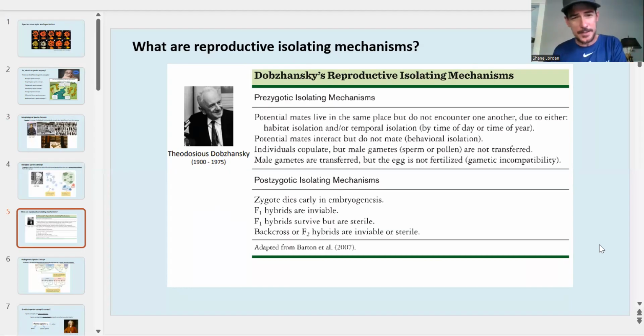Now, in contrast, sometimes, let's say, fertilization happened, but maybe the zygote's not very viable, and so it dies early during the process of embryogenesis. Or maybe these offspring are formed and they survive, but they're inviable and they cannot go on to reproduce themselves. Or maybe they're sterile, or maybe when they do go on to reproduce, their offspring are also sterile. So there are these different mechanisms that are basically preventing reproduction from being successful when certain individuals have the opportunity to potentially mate with each other.